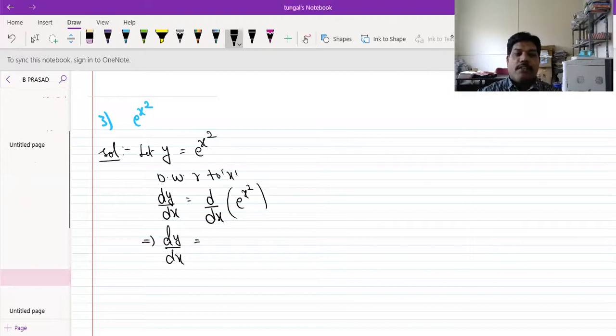What is the derivative of e power f of x? It is e power f of x into the derivative of f of x. What is the derivative of f of x here, students? That is nothing but the derivative of x square.